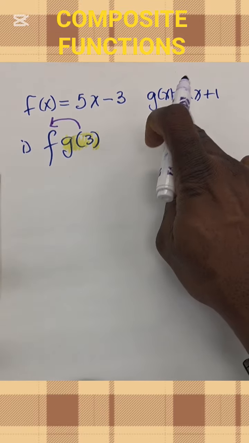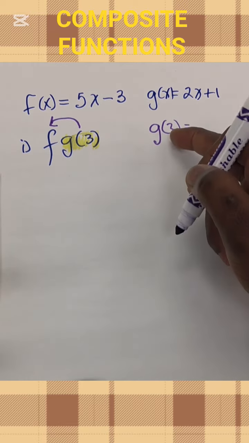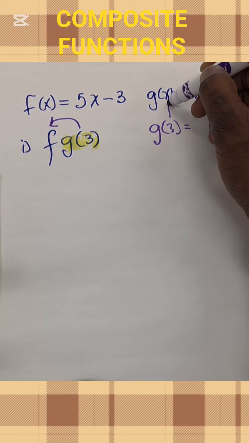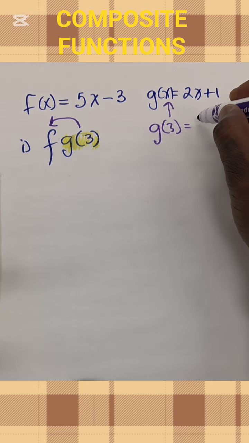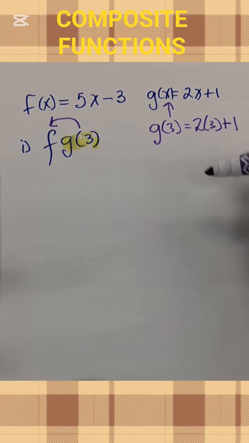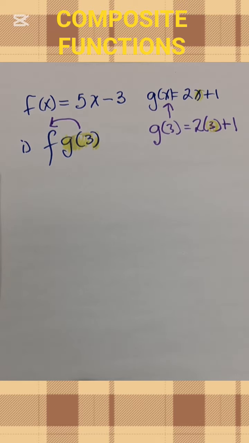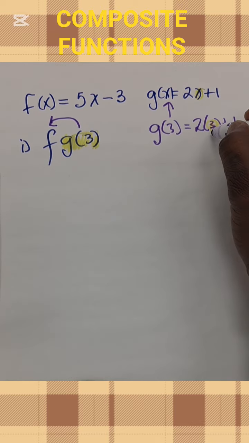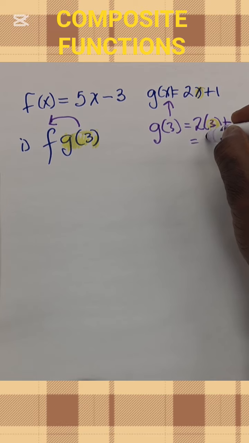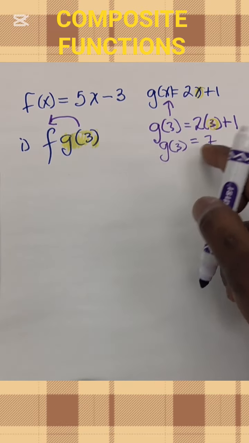So with g of 3, we're going to be using that g function, and we're going to input 3 in it. So as you could see, I'm going to put the 3 where the x is in the g function. So it's going to be 2 times 3, and then we're going to be adding 1 to that. As you could see here, I have input 3 where the x is, right? Now we're going to find that value. So 2 times 3, that is 6 plus 1. This gives us 7. What this is suggesting to us is that g of 3 gives 7.